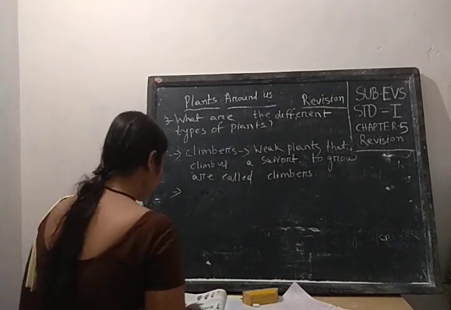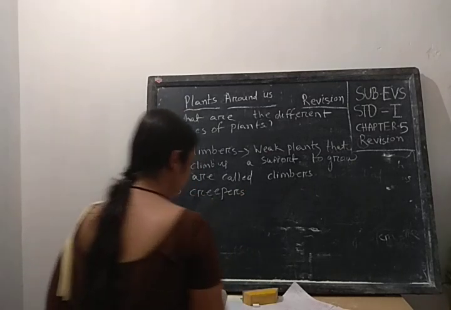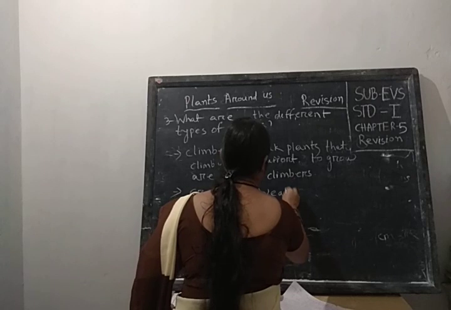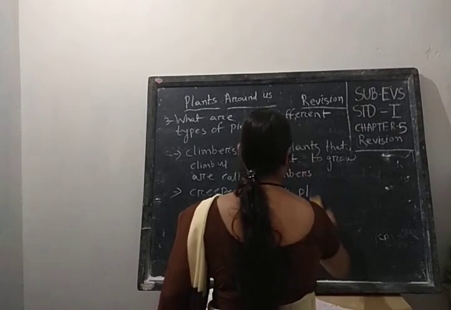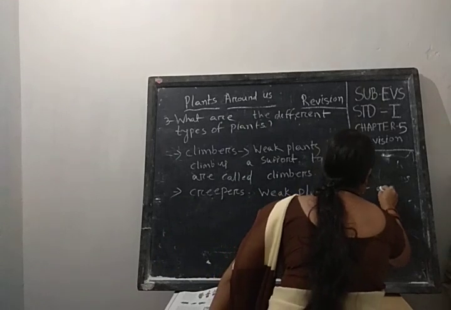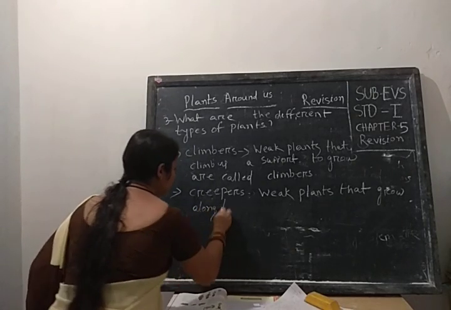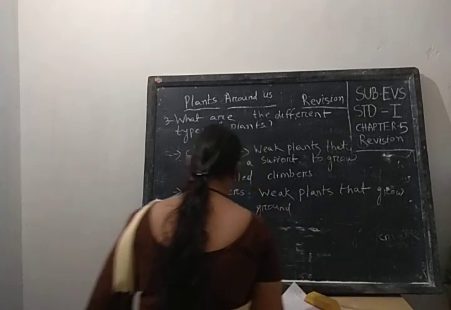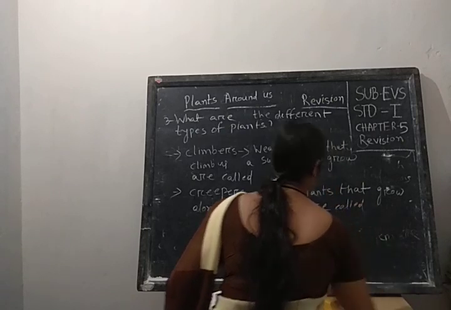Next type of plant is creepers. Weak plants that grow along the ground are called creepers.